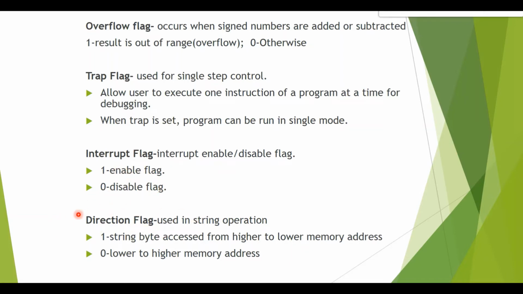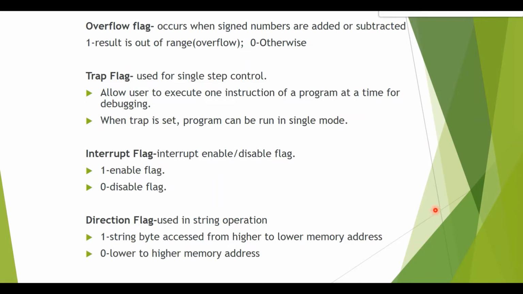Then we have the directional flag. This directional flag is used in the string operation. In the string operation we have the characters that are stored in the consecutive memory location. If the directional flag is 1, then the string byte will be accessed from the higher memory address to the lower memory address. So in the string operation, if the directional flag is set to 1, then we have to access the string from the higher address to the lower address.